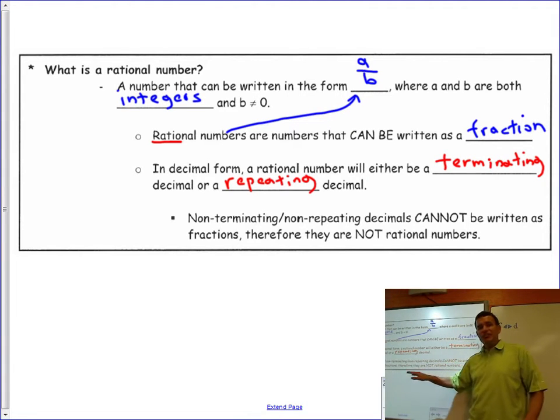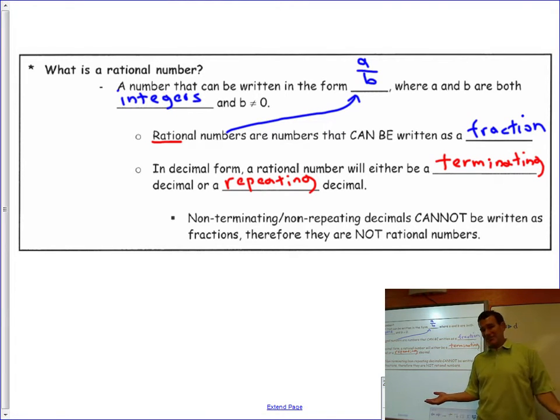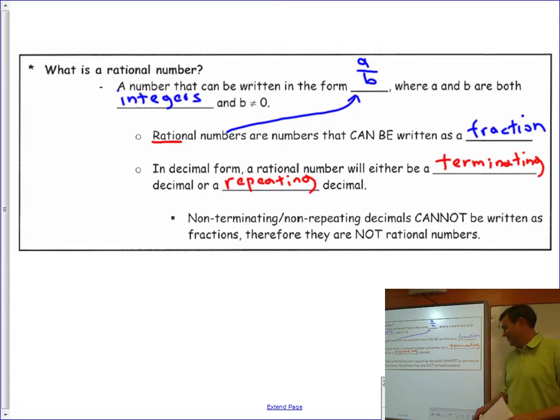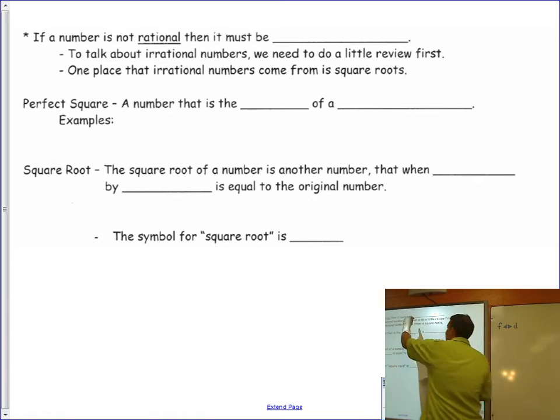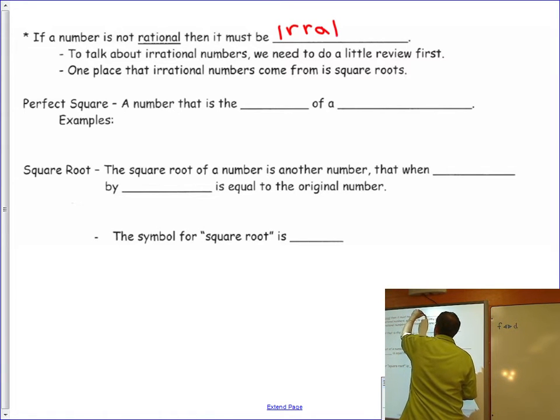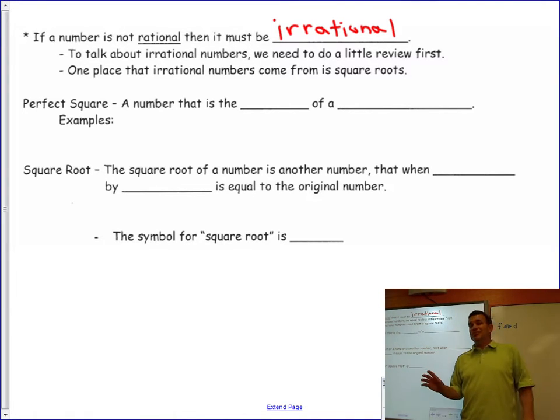Now, non-terminating, non-repeating decimals cannot be written as fractions. So they will not be rational numbers. In fact, they will be irrational numbers. If a number is not rational, then it must be irrational. Every real number is going to be one of those two types, rational or irrational.